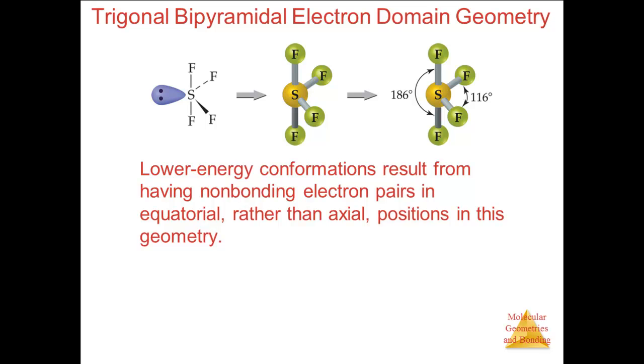Specifically, a single non-bonding pair in an equatorial position has 90-degree repulsions with only 2 bonding pairs and 120-degree repulsions with 2 pairs. If placed in the axial position, it has 90-degree repulsions with 3 bonding pairs. The situation is even more pronounced when there are 2 or 3 non-bonding pairs. So the general principle is that the non-bonding pairs go in the equatorial positions.